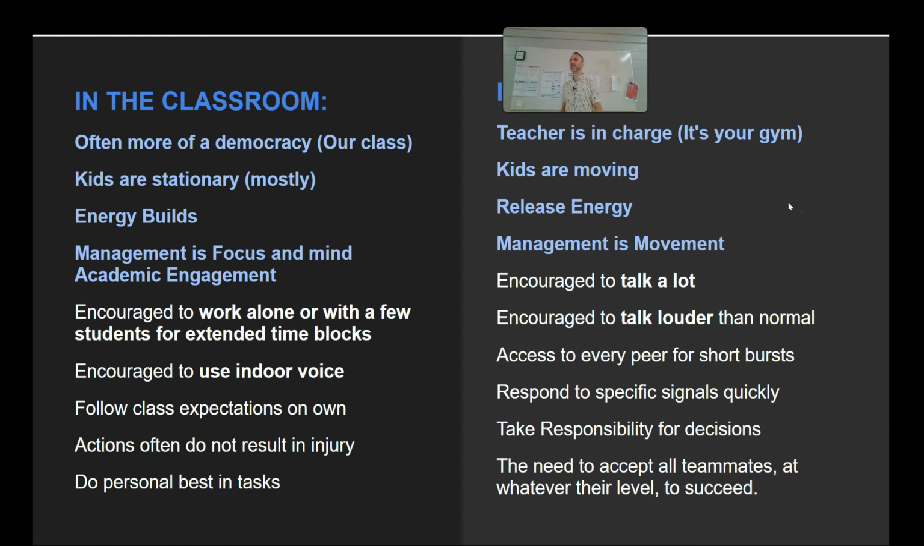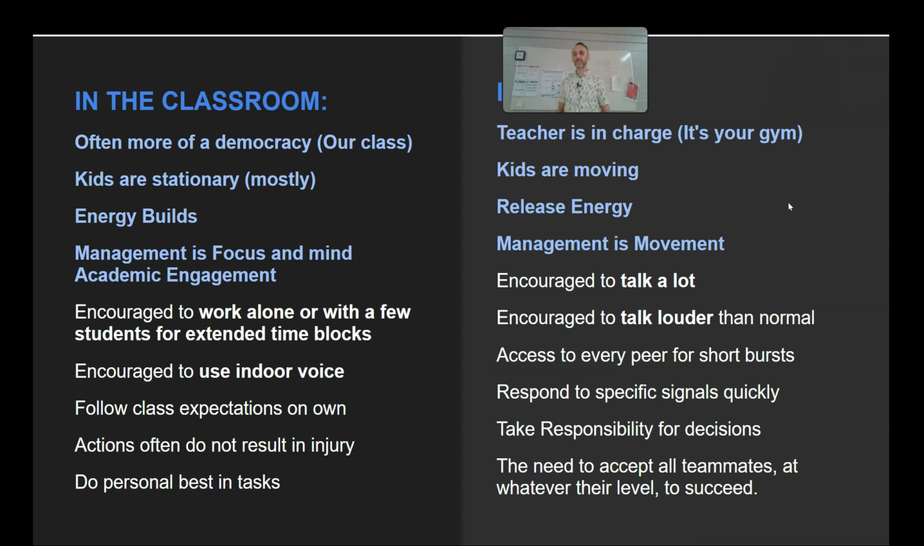So just as a quick comparison between some of the big differences between the classroom and the gym. Number one, in the classroom, it's often more democratic. We talk about our classroom. We talk about our rules. In the gym, it's your gym. It's my gym. When I need your attention, I need it now. If I am asking you to do something, I don't want you to question me in the moment. If I'm offering you the opportunity to ask questions, that's the time. We'll talk about that why as we move forward.